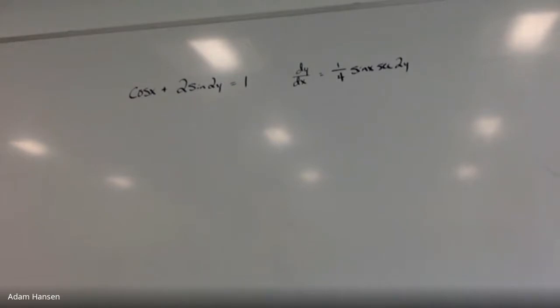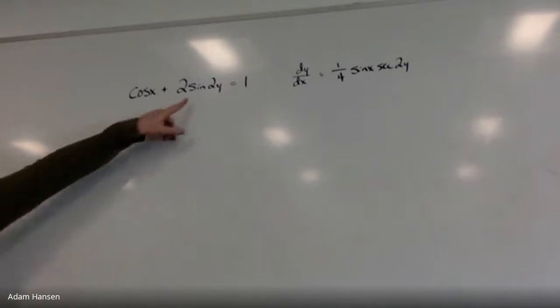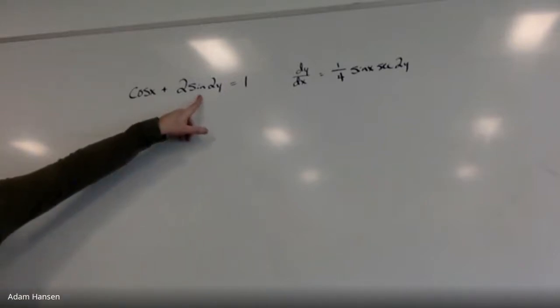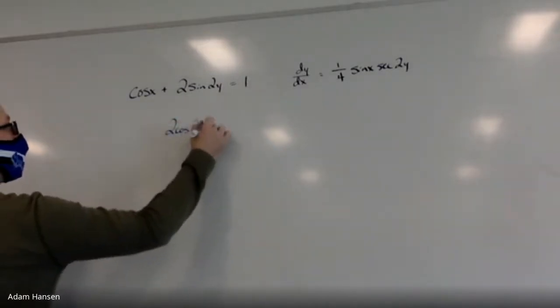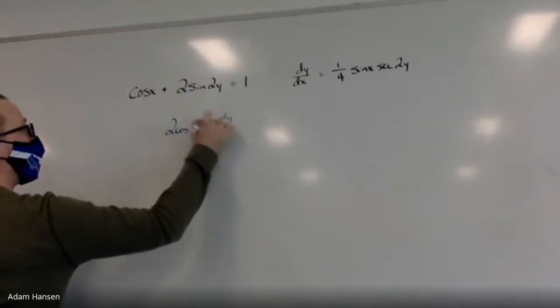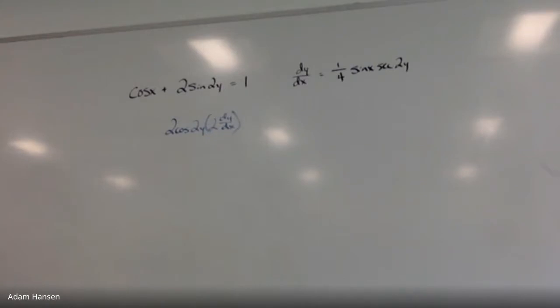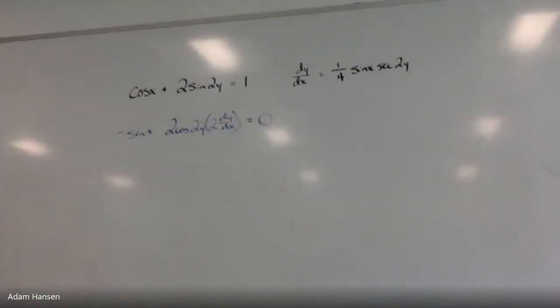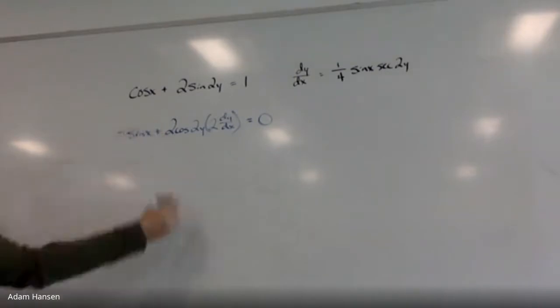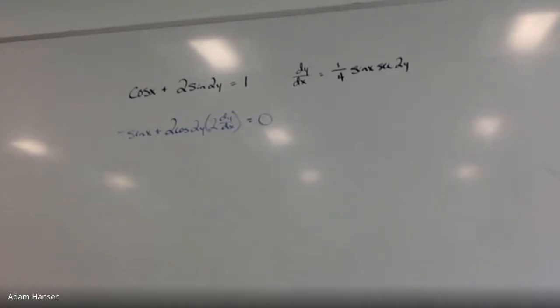What's the derivative of 2 sine 2y? Should be 2 cosine 2y times 2 dy dx. Solve for dy dx. Where'd the 2 dy dx come from, though? The derivative of 2y.